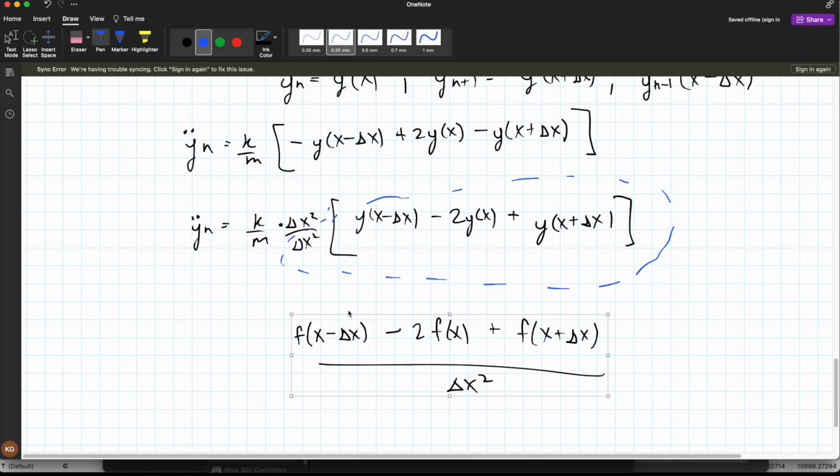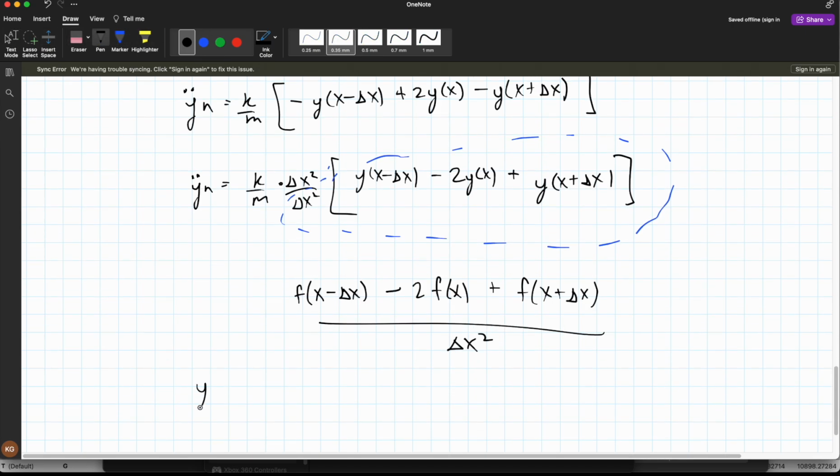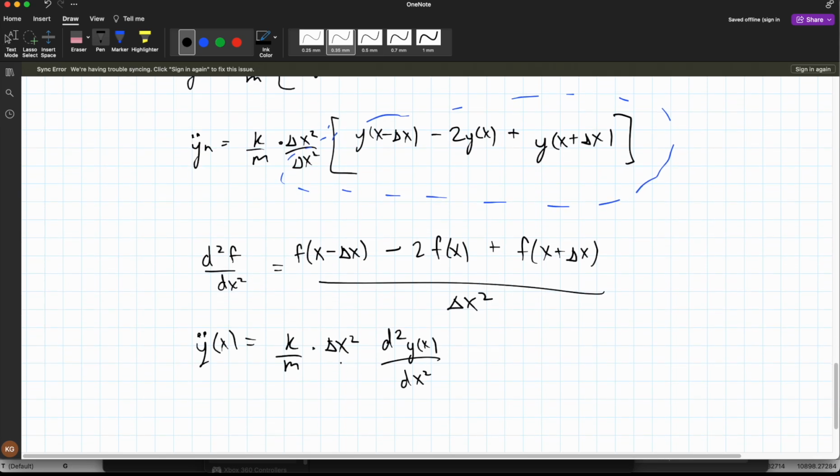That's okay. This little factor and this little factor are exactly the same, so we can just replace them. Y double dot n, and remember we went from n to x, so this should be x, is equal to k over m times delta x squared times d squared y of x over dx squared, because this is equal to d squared f over dx squared. So we got this. Now we have this one more delta x term.